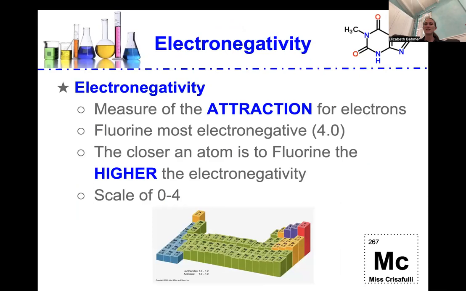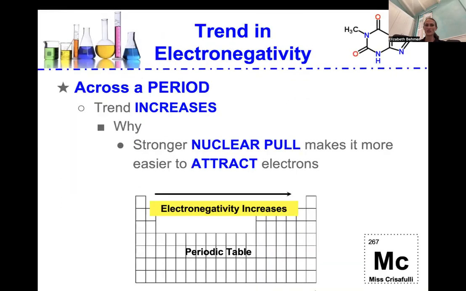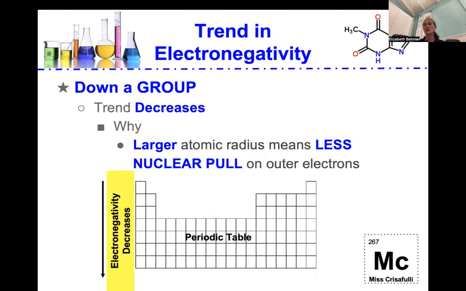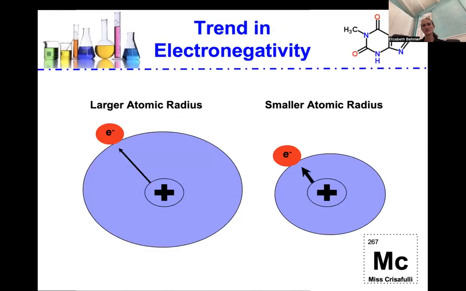Electronegativity is the measure of the attraction for electrons, where fluorine is actually the most electronegative. The closer an atom is to fluorine, the higher its electronegativity is. It's a scale of 0 to 4, and fluorine is the most electronegative, meaning it has the biggest attraction for electrons. Across a period, electronegativity increases. The stronger nuclear pull makes it easier to attract electrons, as shown here. But moving down a group, electronegativity decreases because the larger atomic radius means less nuclear pull on outer electrons.